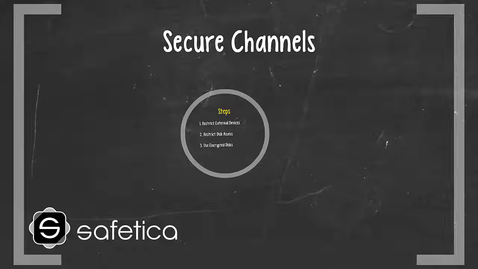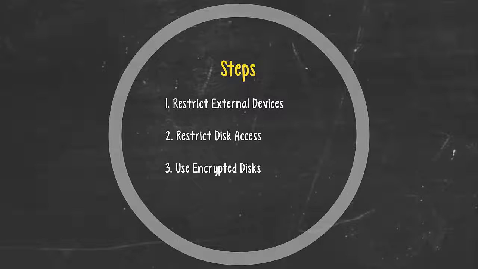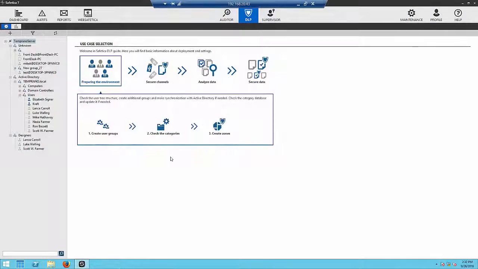In the next section, we will secure data channels. This will require 3 steps: restrict external devices, restrict disk access, and choose whether or not to force users to use encrypted disks. The first part of securing channels is restricting external devices.